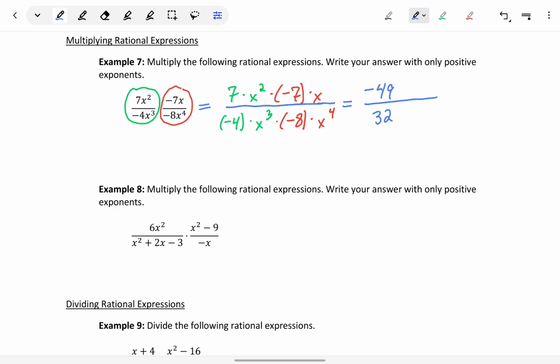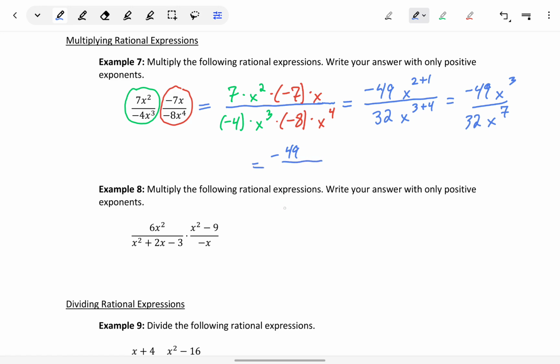In the numerator, we have x squared times x, which would be the same thing as x to the 2 plus 1, or x cubed. In the denominator, we have x cubed times x to the fourth, so that would be the same thing as x to the 3 plus 4. So we have negative 49, x to the third, all over 32, x to the 7th.